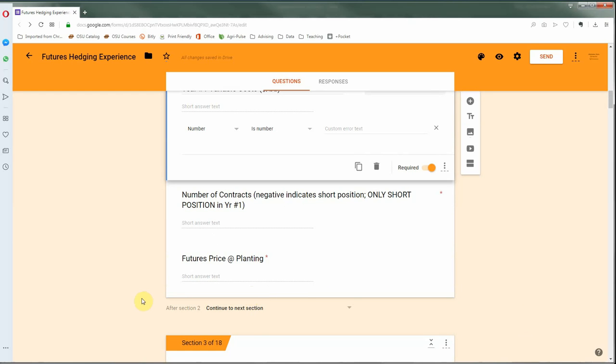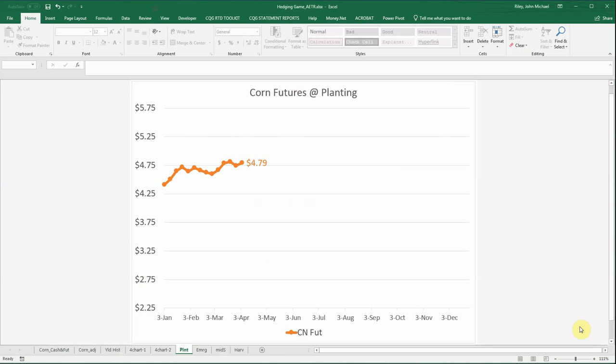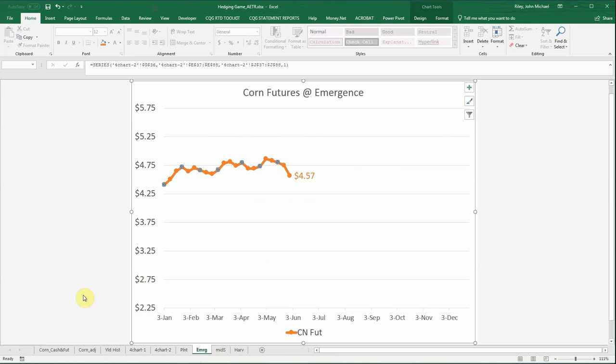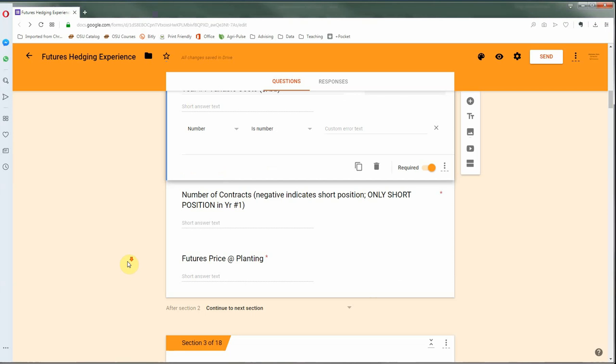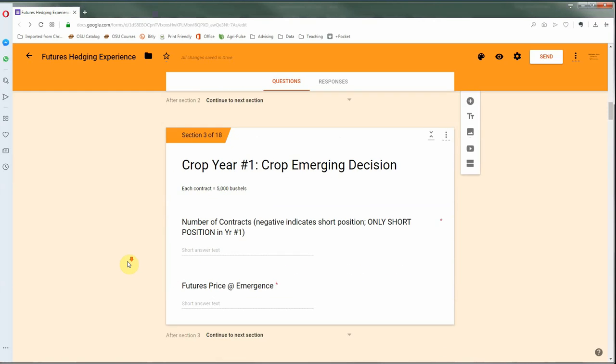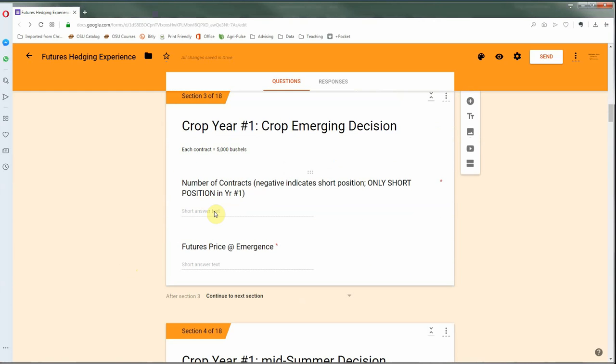I say pause, we go back, and at this point I switch to the emergence screen. I give them the context of where prices have been, up until crop emerging in late May. And I tell them again, make a decision about how many futures contracts you want to take a position on to protect the price at 457. They enter that information into the form. Crop year number 1, emerging decisions, how many positions, and then I ask them again what the price is, just to make sure they're paying attention.